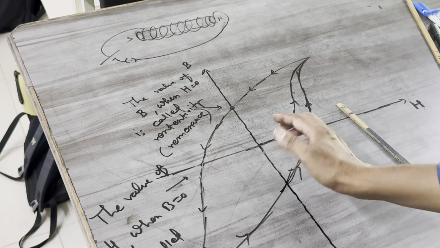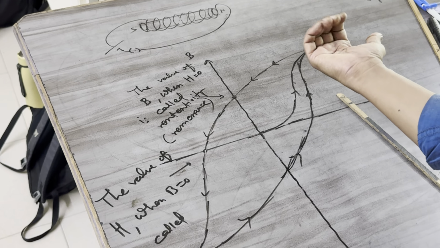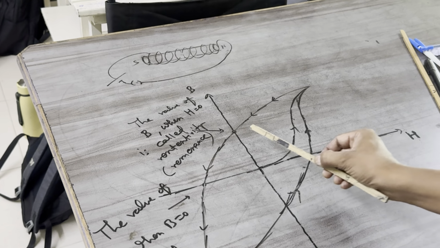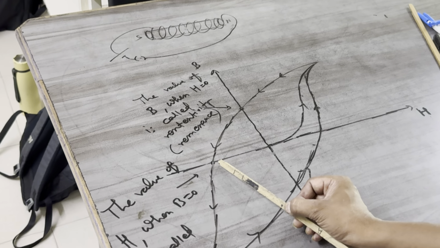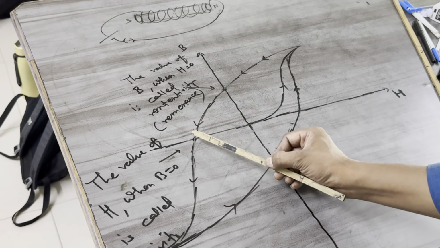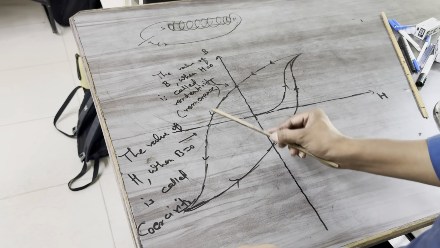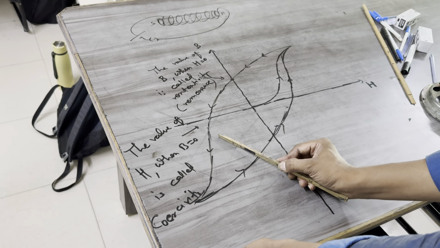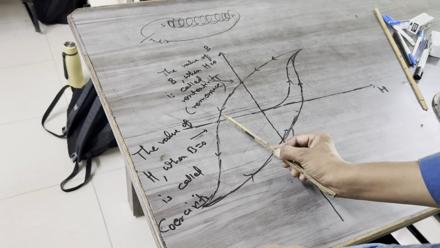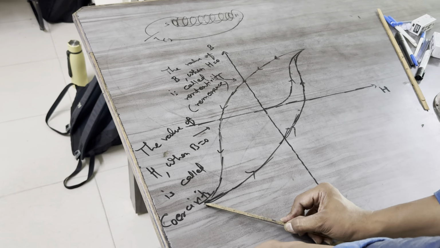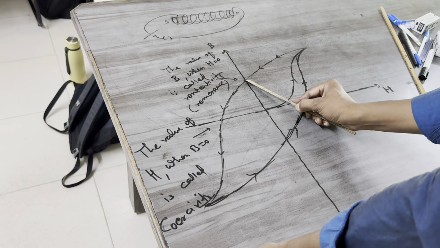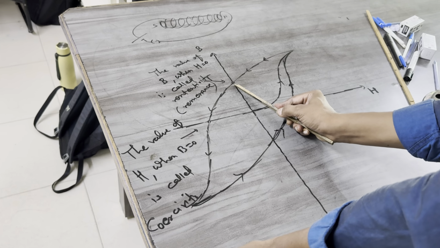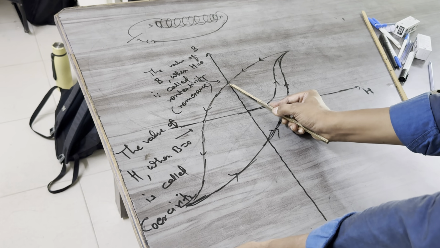If we reverse the direction of current, then at a certain current the net magnetic field inside the material becomes zero, and this point is called coercivity. The value of H when B equals 0 is called coercivity. Similarly, this point is called retentivity or remanence. The value of B when H equals 0 is called retentivity or remanence.